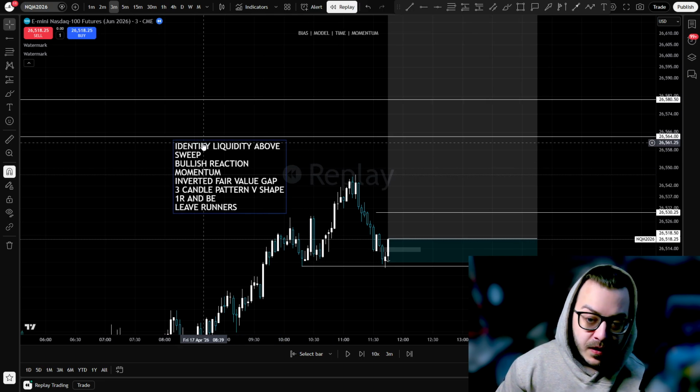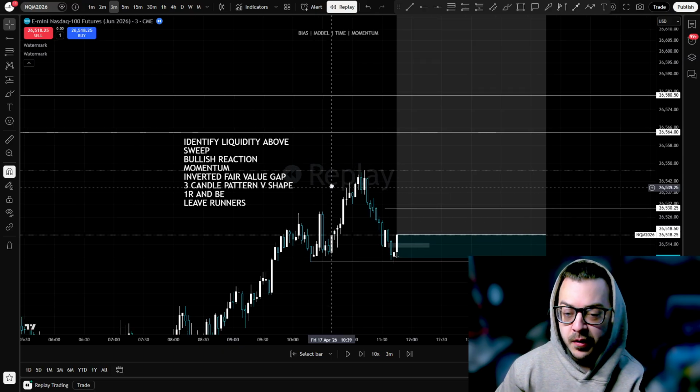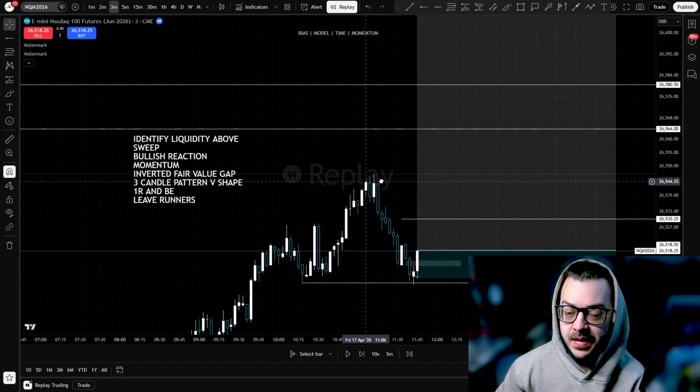So I've identified my liquidity. I've got the sweep, the bullish reaction. I've got the momentum. I've got the inverted fair value gap, the 3 candle pattern, V shape. When I see trades like this, I'm never not going to take them.